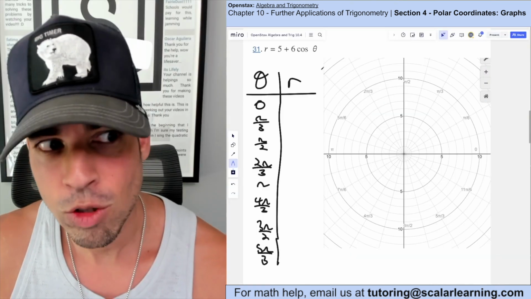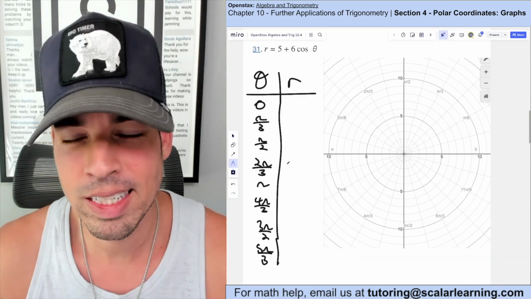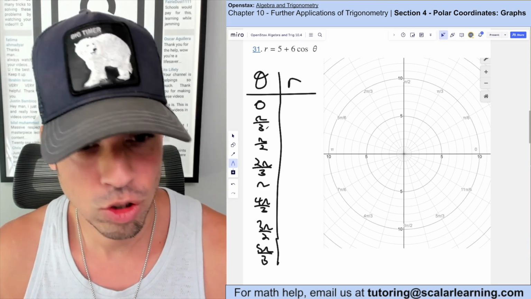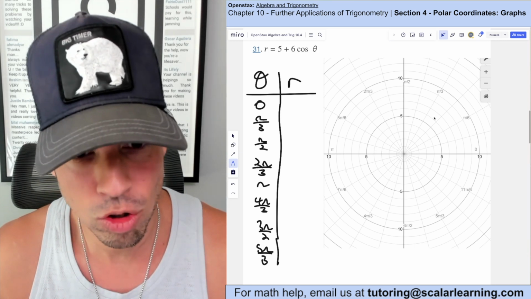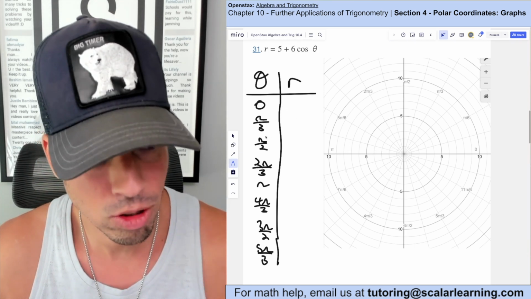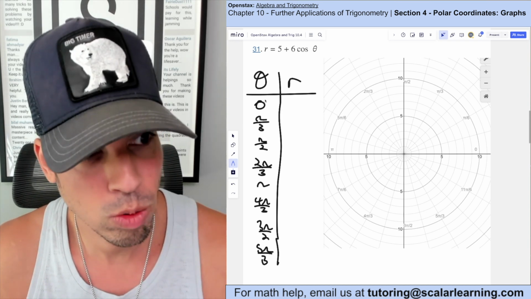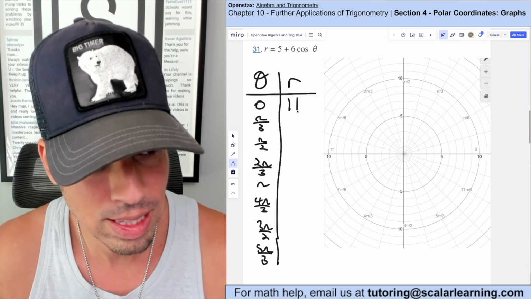Done. So for this one, because it's cosine, I've chosen these particular values primarily because they're easy to calculate mentally. Of course, I could do pi 6, I could do 5 pi 6, etc., other values in the unit circle, pi fourths, but I've chosen these because this will give us a clear picture and they're easy to calculate mentally. So let's start with 0. Cosine of 0 is 1. 5 plus 6 times 1 is 11.